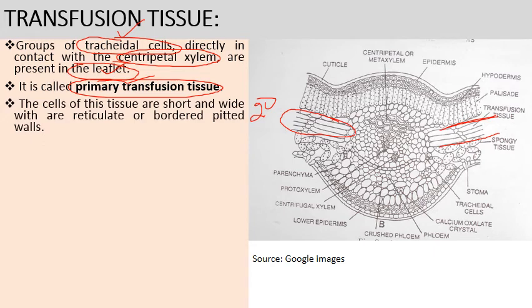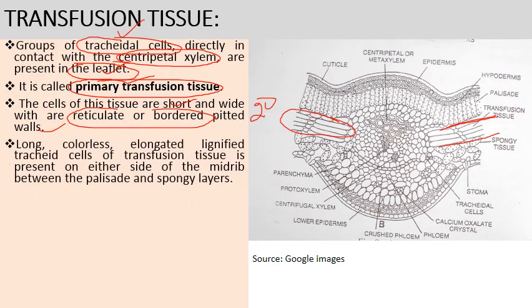But there are some cells in this tissue which are short and wide with reticulate border pits and pitted walls. They allow some little exchange of water between the tracheal cells. Then there are some cells which are long, colorless, elongated, lignified tracheal cells of the transfusion tissue which are present on either side of the midrib between the palisade and spongy parenchyma.